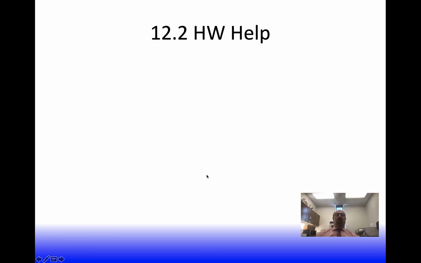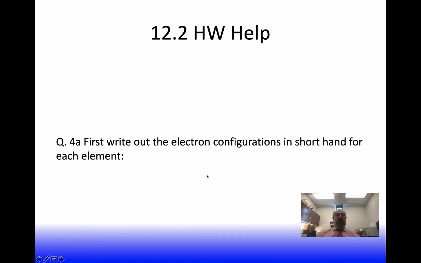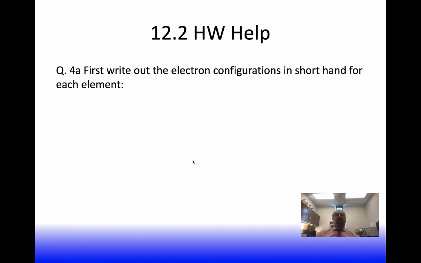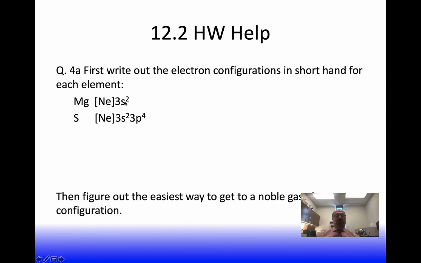Now here's a little bit of homework help. Let's look at question number 4a first. It says you need to write out the electron configurations in shorthand for each element. That's the best thing to do. Now take a look. You've got magnesium, you've got sulfur. Sulfur has 2 holes. It's 2 electrons away from filling its p orbitals, which will make it look like a noble gas. Magnesium, the best way to get to a noble gas is to lose those 2 electrons.